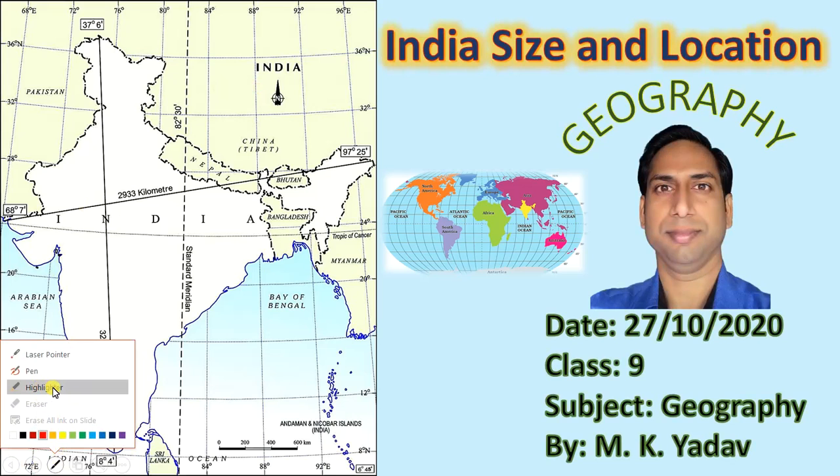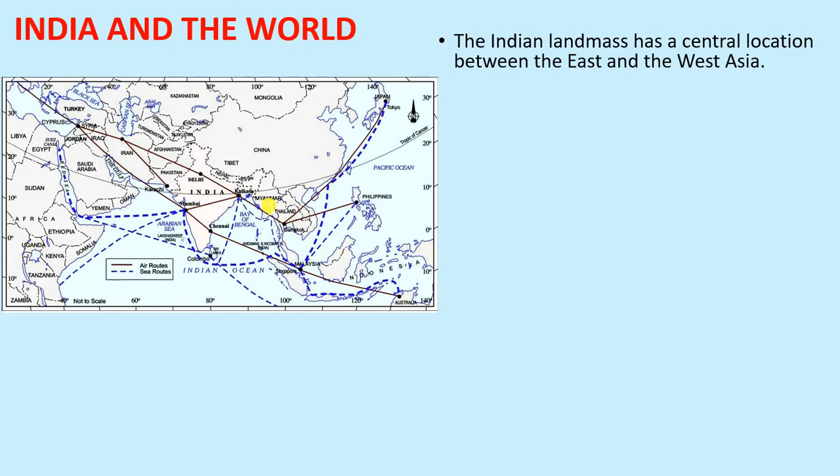In the process of revision of Chapter 1, India: Size and Location, we'll discuss some more topics in this module today. So let us begin. India and the world. Today we'll discuss India and the world, the different strategic locations and their importance. The Indian landmass has a central location between East and West Asia. If you see the world map, the location of India looks like a central position in the world.